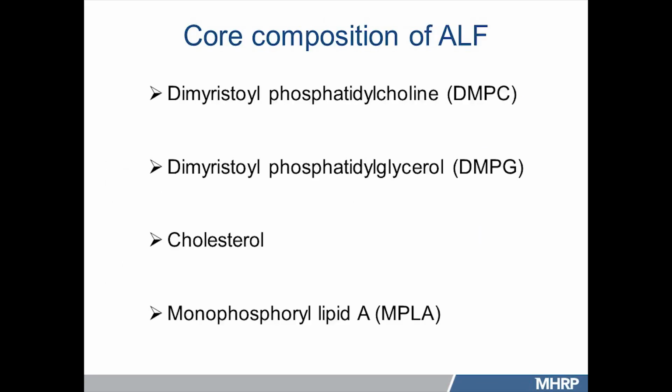So the core composition of ALF has been these four lipids, two phospholipids, DMPC and DMPG. DMPC is a 14 carbon saturated zwitterionic phospholipid, while DMPG is a 14 carbon saturated anionic phospholipid. And cholesterol is an important component of these ALF formulations. And the most important is monophosphoryl lipid A, MPLA, which is an endotoxin isolated from the LPS, lipopolysaccharide, of bacteria. And this is the immunostimulatory molecule in ALF formulations.